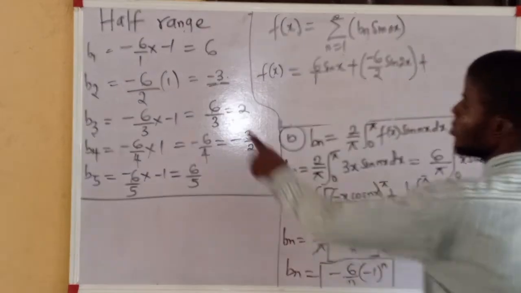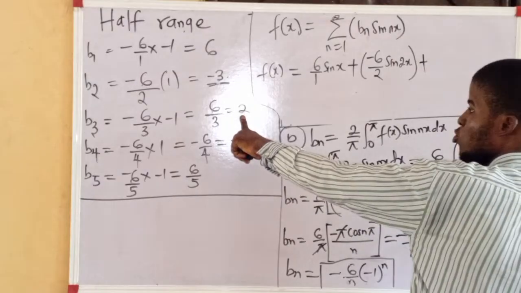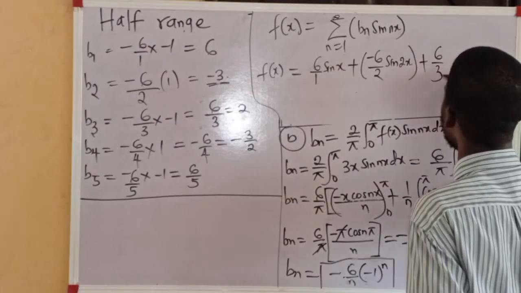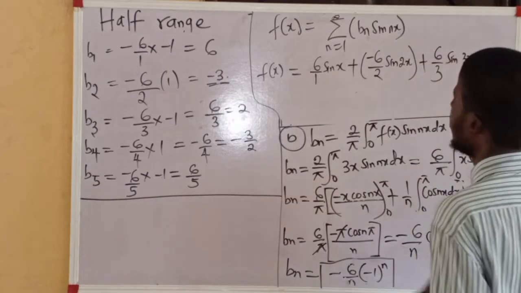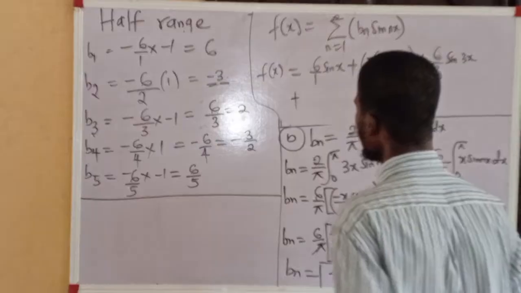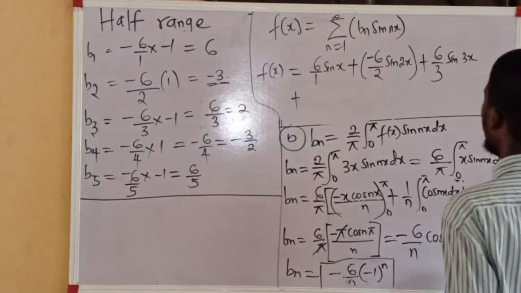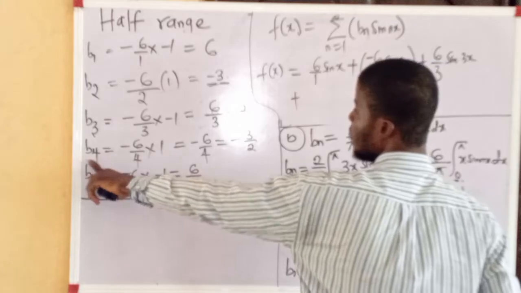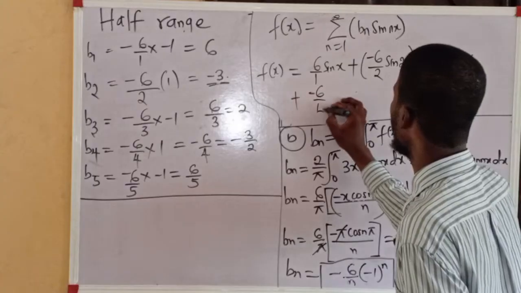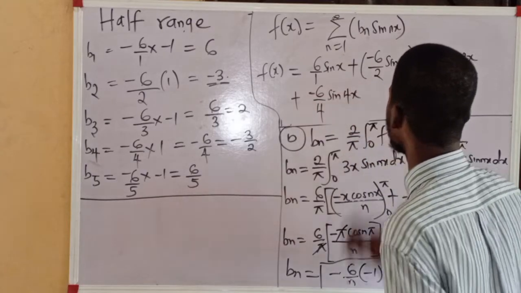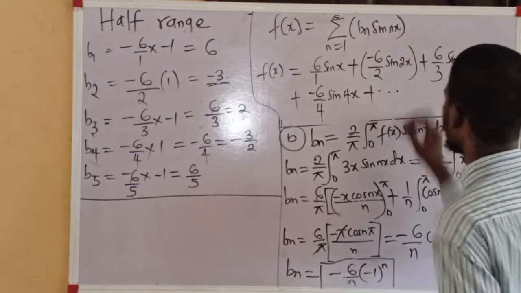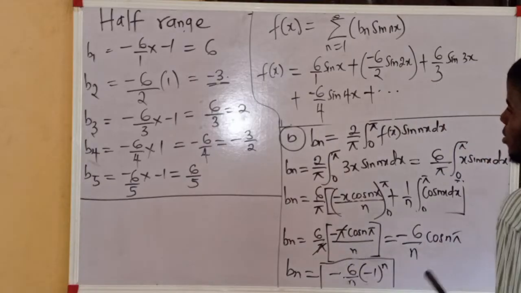When n equal to 3, b3 is 2. And this is the same thing as saying what? 6 over 3. 6 over 3 sine 3x. Okay, let's take one more. Plus, when n equal to 4, b sub n, which is b4, will be this, minus 6 over 4. So, minus 6 over 4 sine what? 4x. Alright? Okay, we can stop here, and so on and so forth.